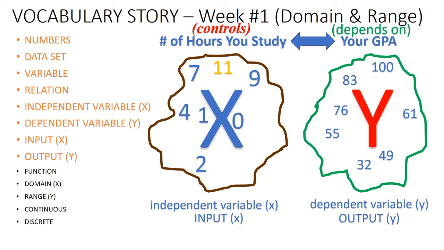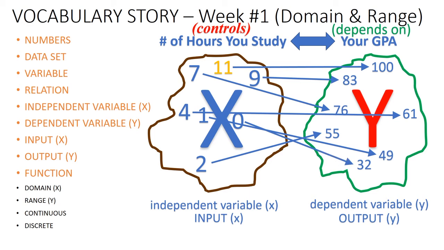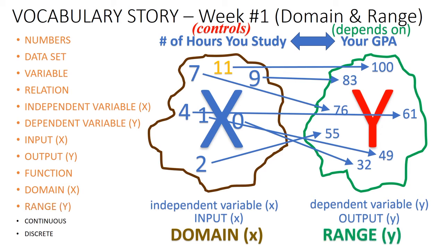When each input of a relation maps to one and only one output, the relation is now defined as a function. Functions give us the ability to safely predict outcomes based on the function's input. The input of a relation is known as the domain and is represented by the letter X. The output of a relation and/or function is known as the range and is represented by the letter Y.